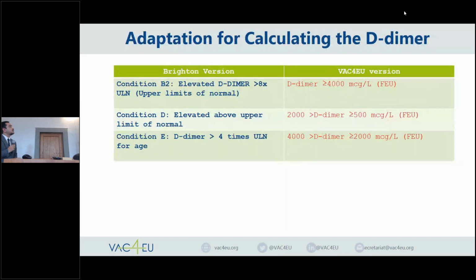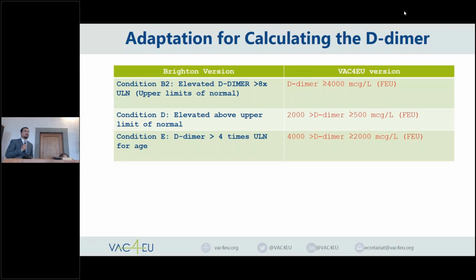The next part is about the D-dimer. In the Brighton version, the Brighton asks abstractors 3 times in 3 different conditions to make a decision about the D-dimer. How Brighton asks? You can see condition B2, elevated D-dimer more than 8 times. What is the reference to see it is more than 8 times or not? In condition D, another question, Brighton asked for above upper limit. And for another question, it asked 4 times upper limit for age. So it is completely confusing for the abstractors.